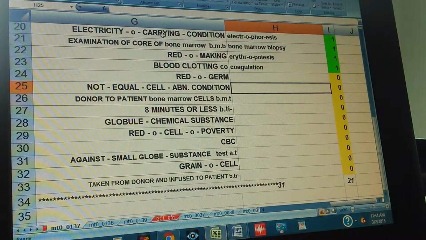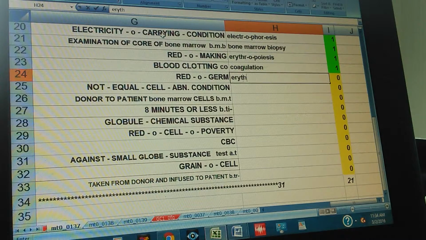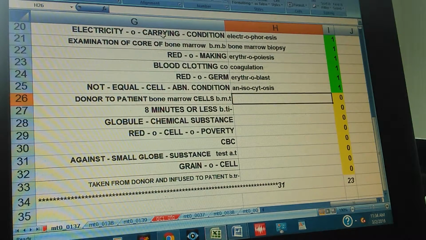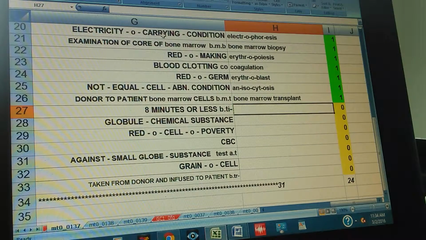Okay, red, O, germ. Erythroblast. Not equal, cell, abnormal condition. Anisocytosis. Donor to patient, bone marrow in lowercase, cells. Bone marrow transplant. 8 minutes or less. Bleeding time.